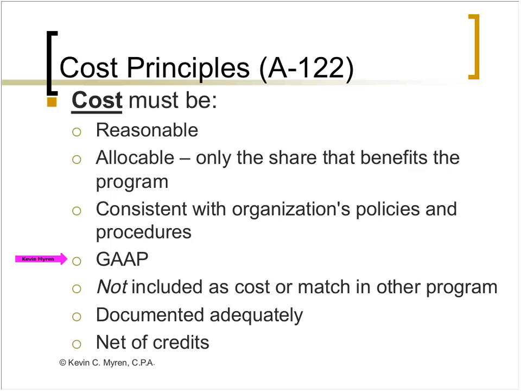The cost must be determined in agreement with generally accepted accounting principles, or GAAP, and it has to meet those elements of accounting to be required or an allowable cost. It cannot be included as cost or match in another federal program. In other words, you can't use federal to match federal. You can't double dip is basically what that means.